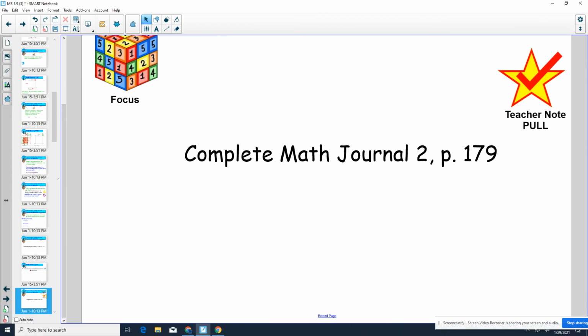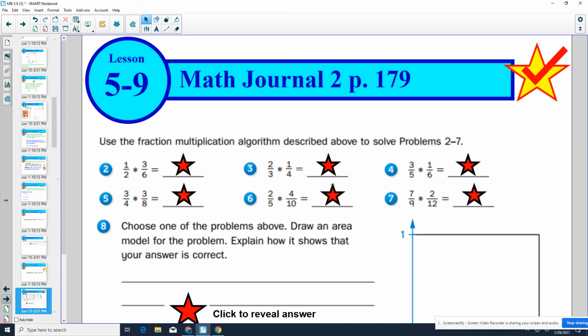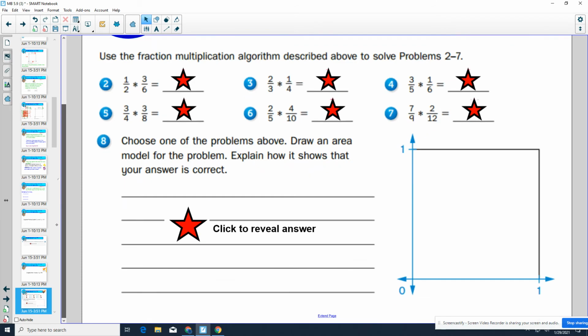Okay, so go ahead and pause the video, complete Math Journal 2, page 179. So work on the rest of that, come back and we will go over it. All right, so hopefully you've had a chance to look at this. So let's just go take a peek at it.